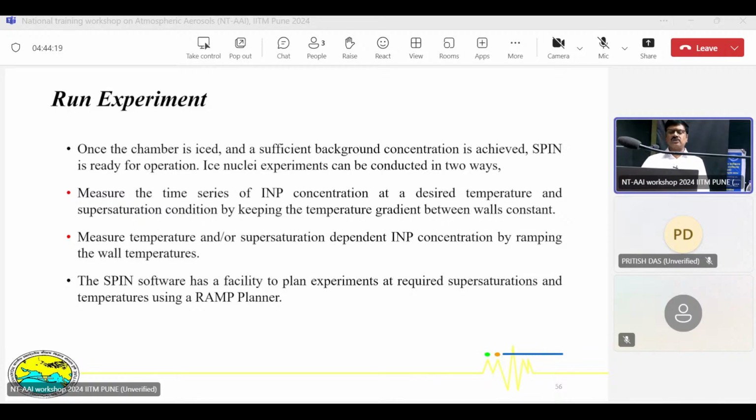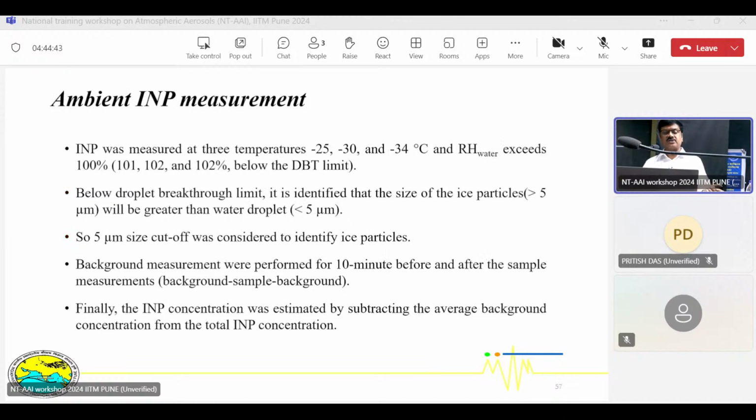So what you can do is you can do it in two ways. Keep the chamber at a desired temperature and supersaturation condition and continuously measure the ice nucleating particle concentration, or you can also change the supersaturation by changing the temperature gradient. You will ramp the supersaturation, and at different temperatures, you can measure the ice nucleation.